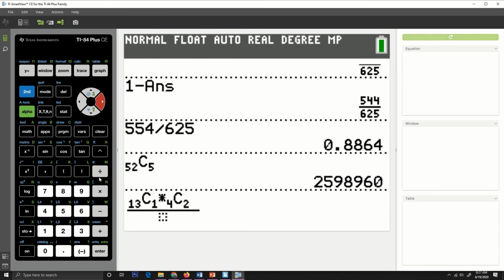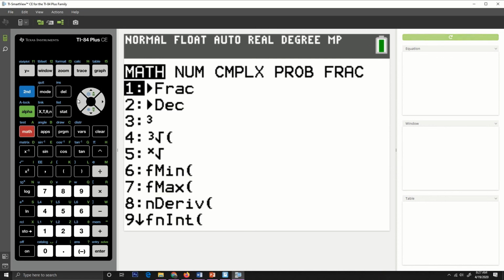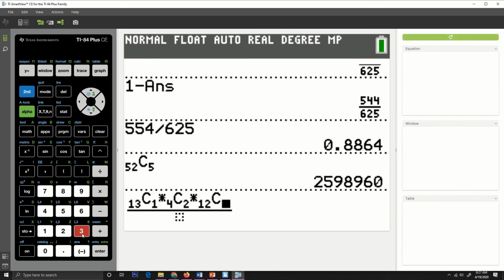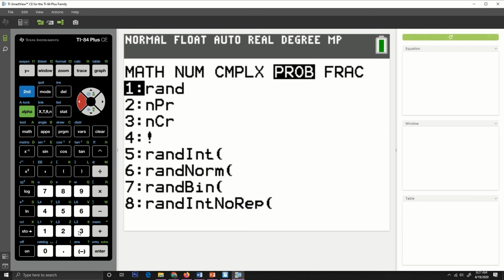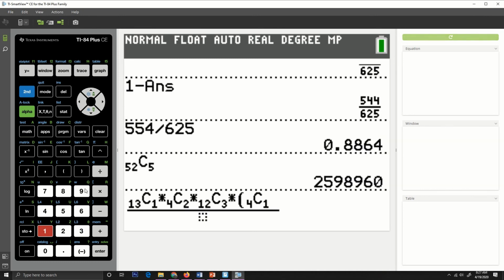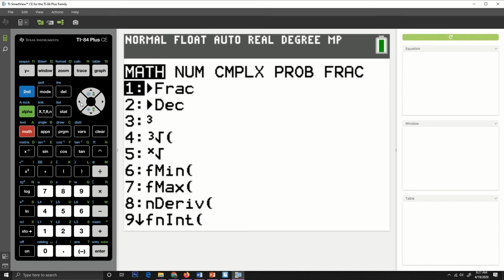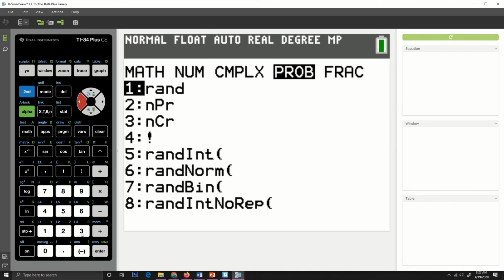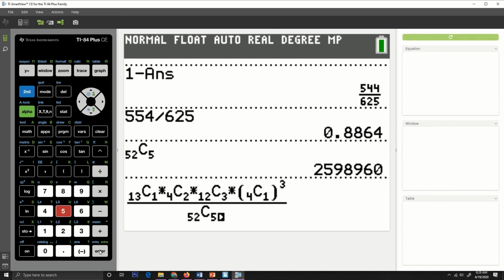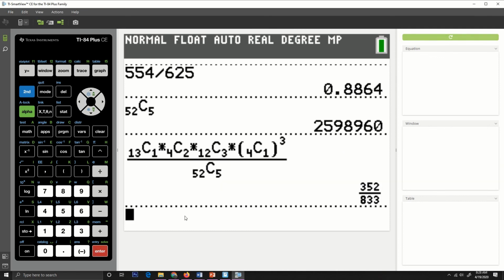And then we're going to multiply that by, there are 12 different values left, so we want to choose 3 of those. And then for each of those 3 cards, I'm going to put a parenthesis there just to be safe, 4, hit my math, come over to probability, hit my 3, we're choosing 1 of each of those, come up, hit parenthesis, and we're going to raise that to the 3rd, and then we're going to go all over 52, math, probability, so I'm going to hit 3 again, and we're choosing 5. And oh, look at that, it does give me a fraction.